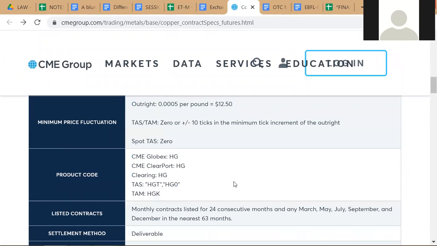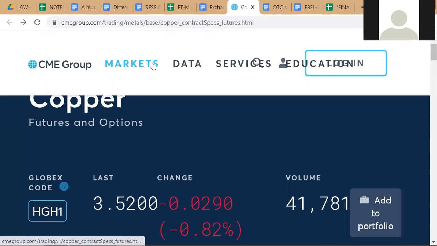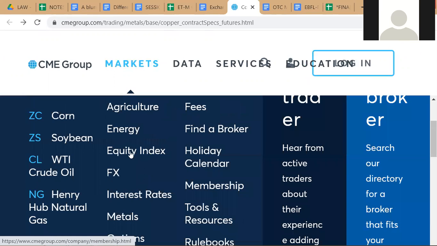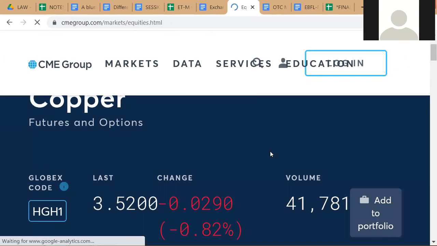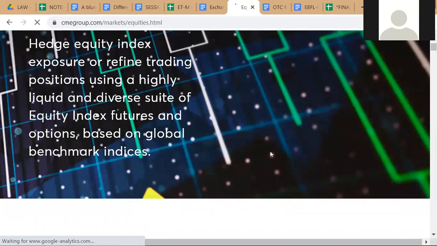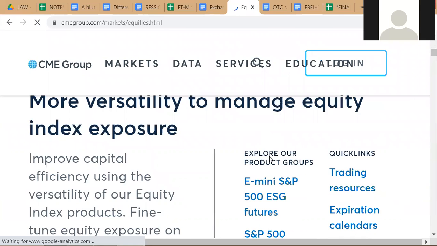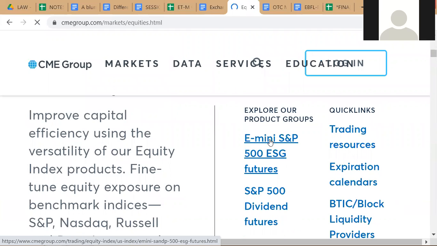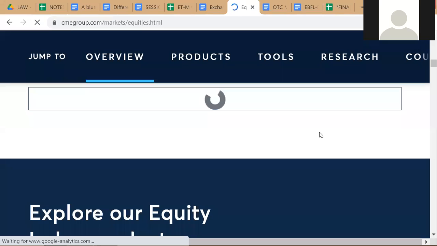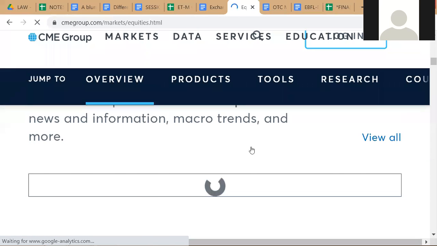So, okay, let's try and look at market data for the S&P 500 to see a different kind of contract. Okay, let's look at this one. This may be a new contract based on the ESG. We don't really want ESG here. We're not talking about that one.